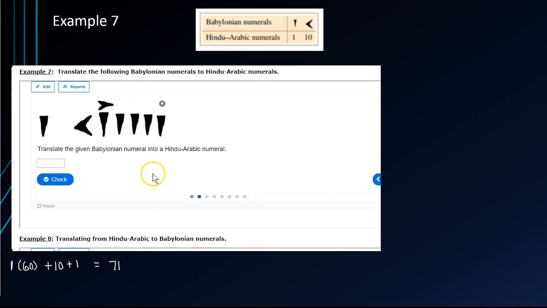Now this symbol here represents the subtraction symbol. So what I have here is this is my standard position. This goes all the way up to 59. This is the 60 position here. So according to what I'm seeing here, I'm going to have 60 plus 10 minus 4. And that's going to give me a total of 66.